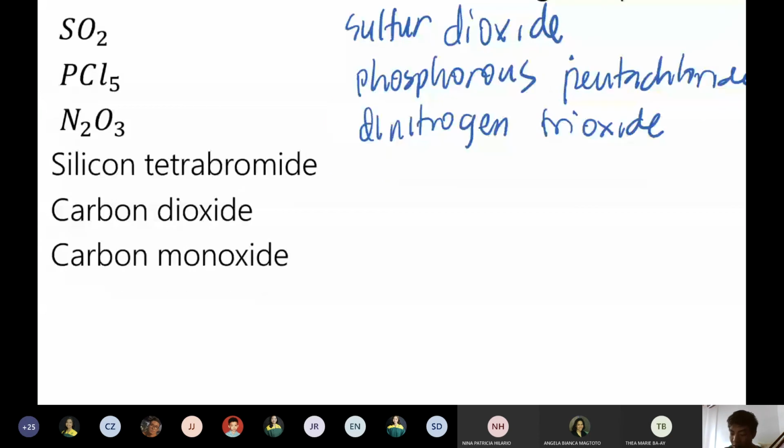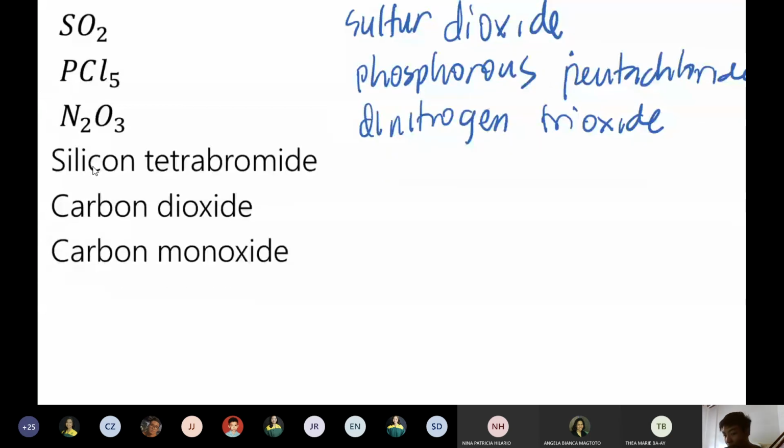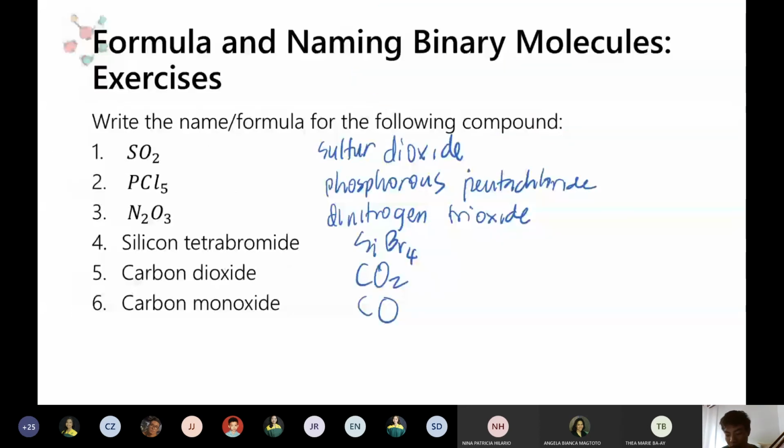Mahangin sa labas eh. And then silicon tetrabromide, silicon. So pag walang mono, pag silicon lang, ibig sabihin isang atom lang yan. So silicon tetrabromide, apat na bromine, Br4. Carbon dioxide, isang carbon lang, dalawang oxygen. Carbon monoxide, isang carbon lang, and isang oxygen lang. So those are the rules in naming binary molecules.